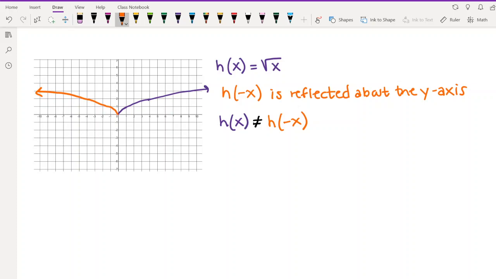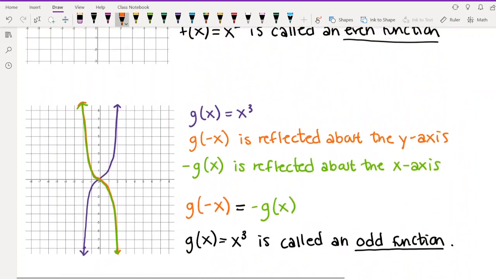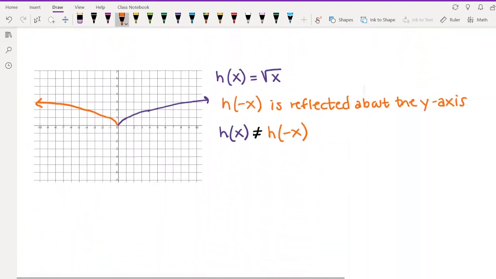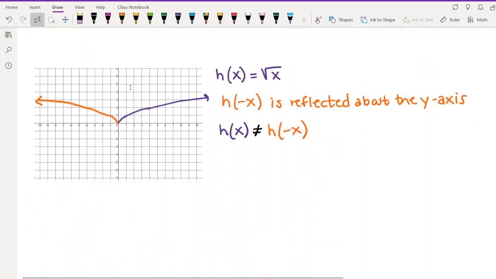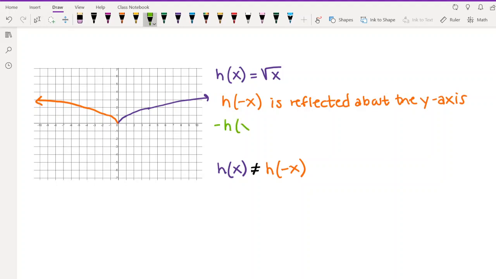In order for a function to be an even function, it has to have this reflection property that we saw in the first one. This one does not have that property. So, to be consistent with the last example, let's see what we get when we reflect over the x-axis instead. If we do negative h of x, that would give us a graph that looks like this. Again, remember, we're reflecting the original function still. If we reflect the original function about the x-axis instead of the y-axis, we would get this green graph.